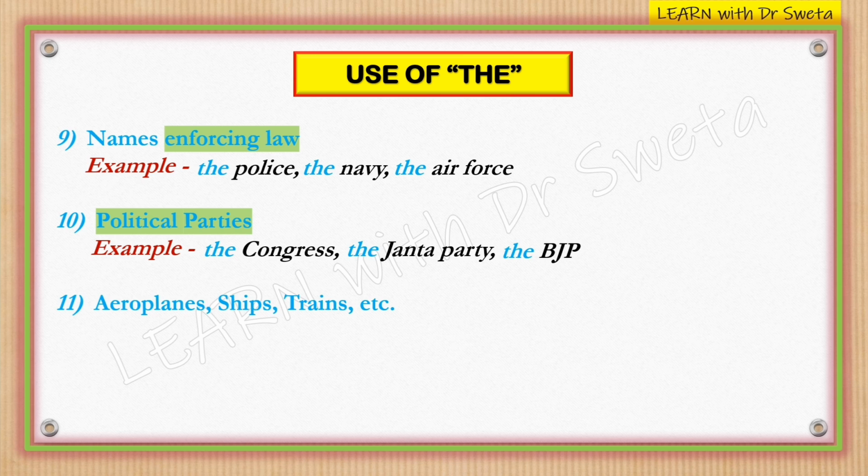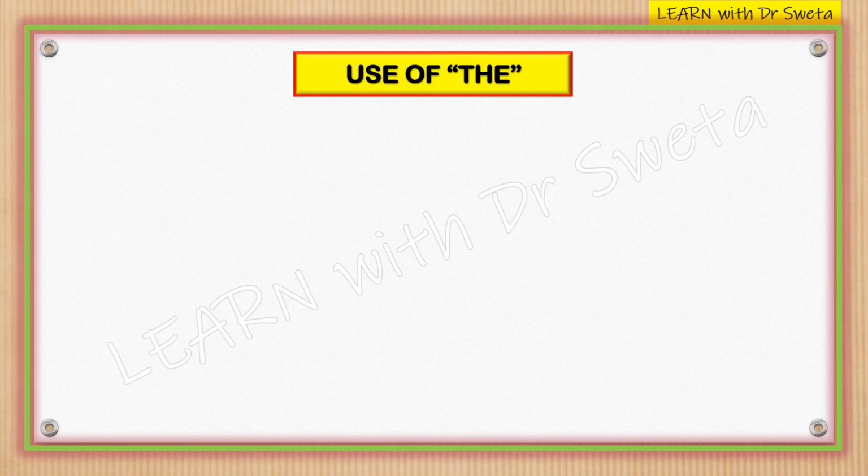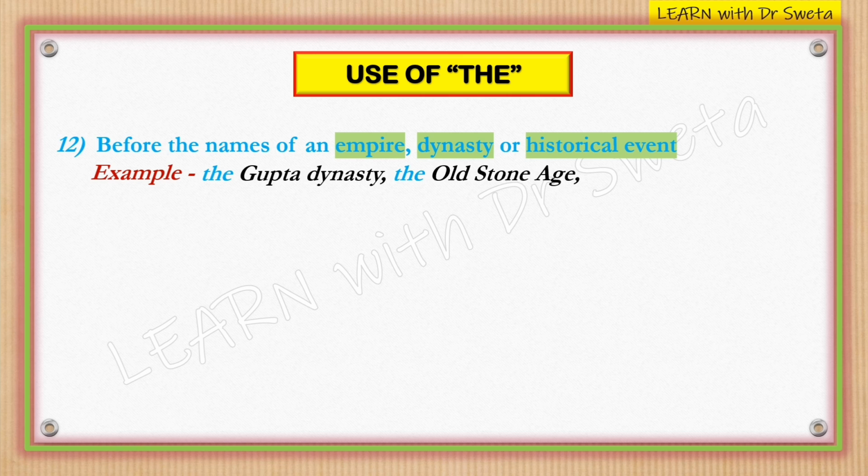"The" is used with names of aeroplanes, ships, trains, etc. So, when you are referring to named vehicles, you should use "the". For example, the Air India, name of aeroplane. The Vikrant, name of a ship. The Rajdhani Express, the name of a train. "The" is used before the names of an empire, dynasty, or historical events. For example, the Gupta dynasty, the Old Stone Age, the First World War, the American Revolution.